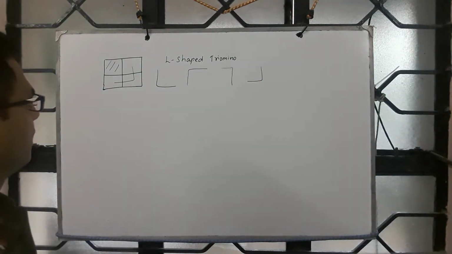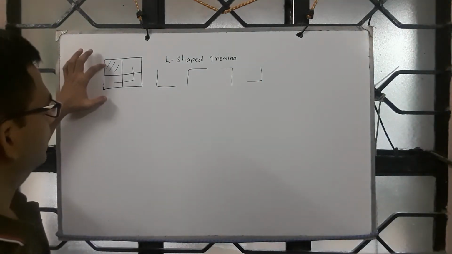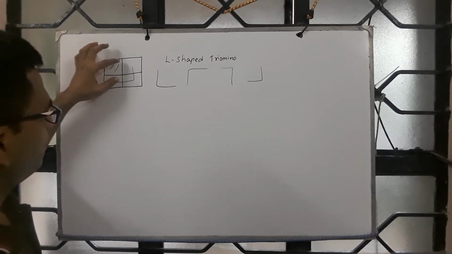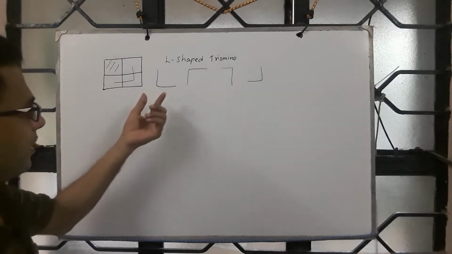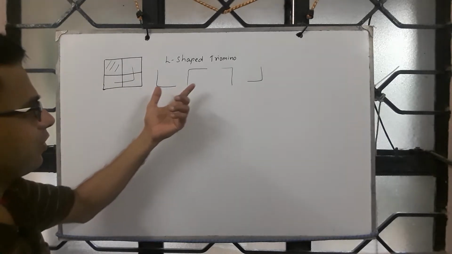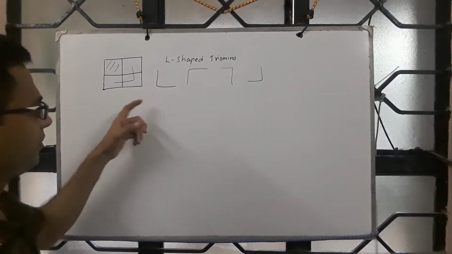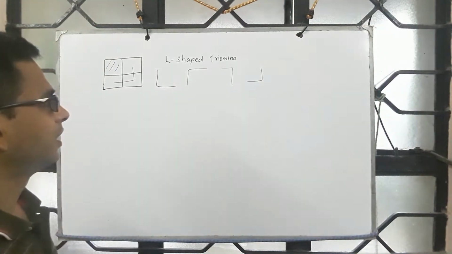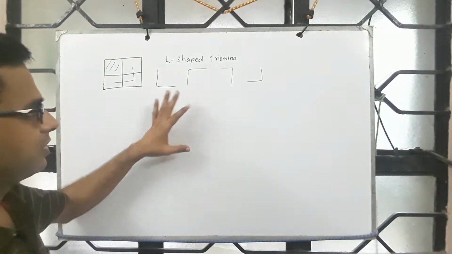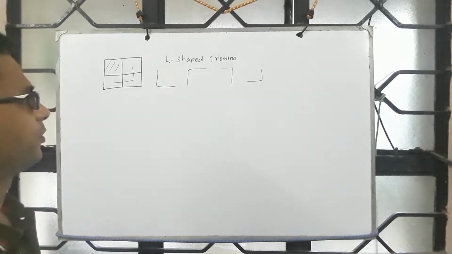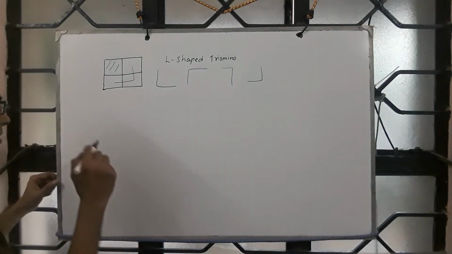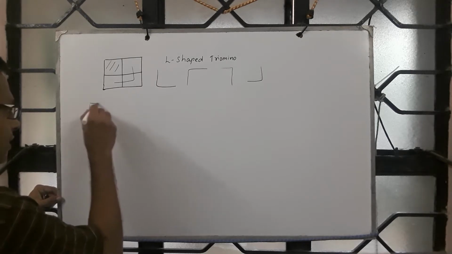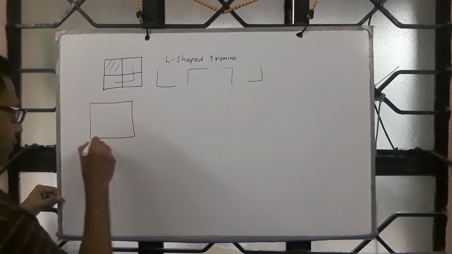So given a 2 cross 2 chessboard which has 4 squares, you remove any one. You are left with 3 squares, which I call it as triomino. In particular, they are L-shaped triominoes. Now we are going to work with this to solve a related problem. So the question is this. So you are given, say, 4 cross 4.